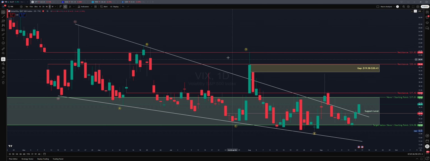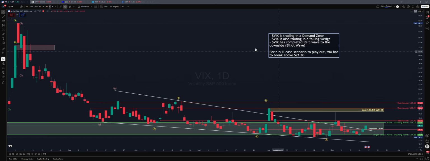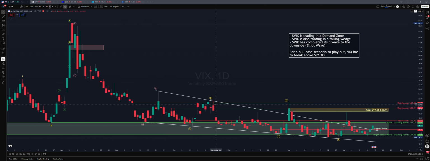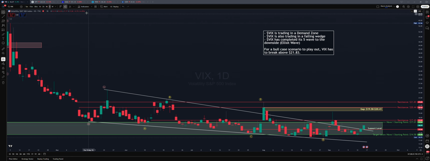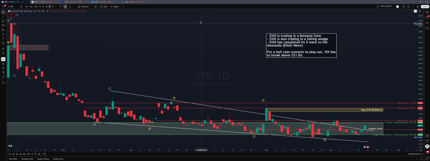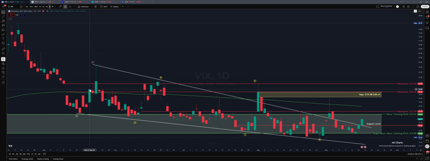VIX here is in a falling wedge since we had the upside. It's just been dropping. But one of the things that you want to look at, I don't have it here, is that it constantly keeps getting rejected at the 200 EMA, the daily 200 EMA. Let me pull that up for you. Okay, here it is. So here's the 200 EMA.